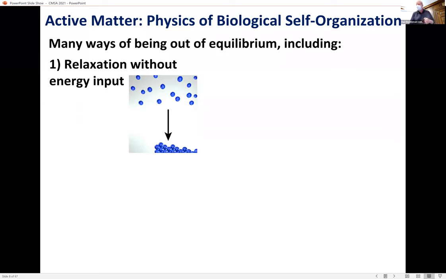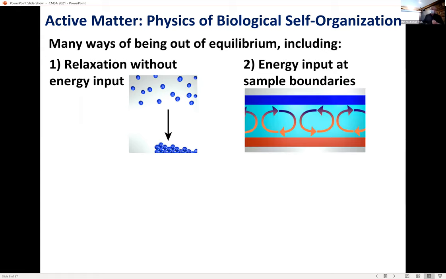One way to be out of equilibrium is that you can imagine preparing a system in a certain state and then letting it go. Over time, it'll be relaxing without any energy input, but that relaxation will be a non-equilibrium process. You can also imagine many samples where you have energy being input macroscopically at boundaries.